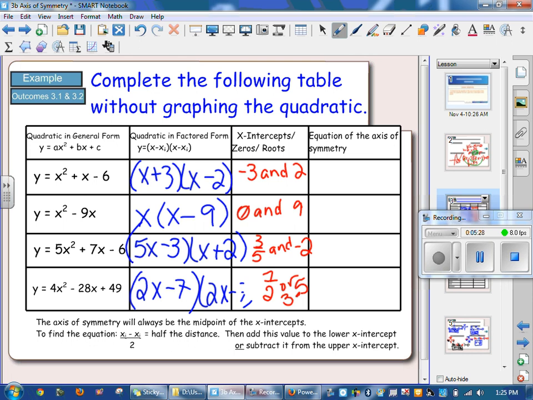So there's an equation to solve that distance. You take the first x-intercept, subtract the second one, and then divide by 2. Now, how do you know which one to subtract? It's always take the largest number, subtract the smallest number. So it's always largest, subtract smallest.